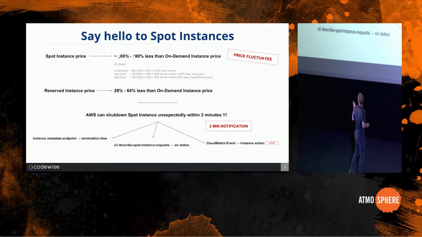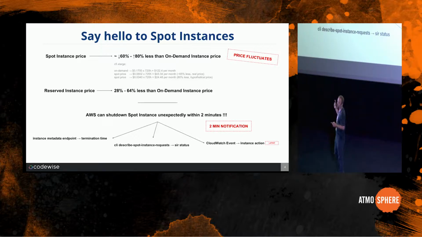You have 3 ways to find out that your instance will be gone. The first one, you have probably seen on every instance. There is the metadata endpoint that you can hit from the instance, from an application, why not? You will get the termination time. That's it, only the timestamp.